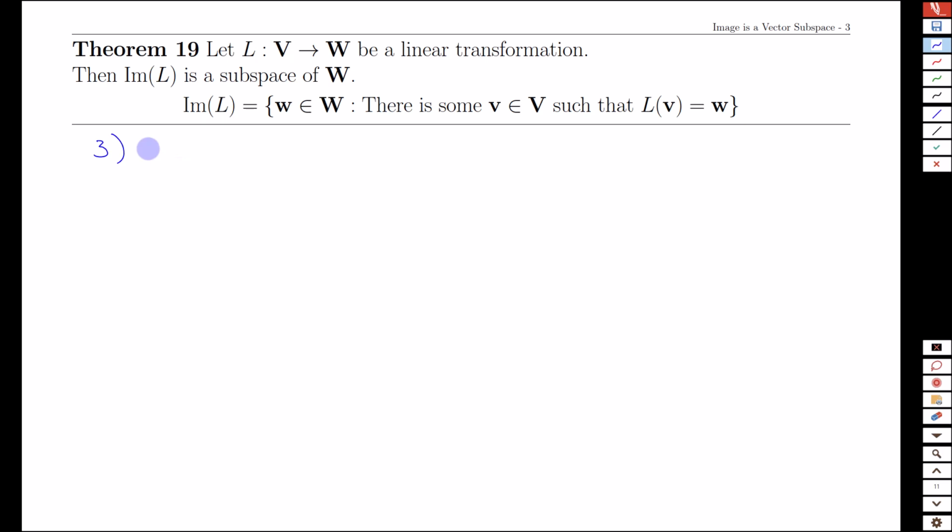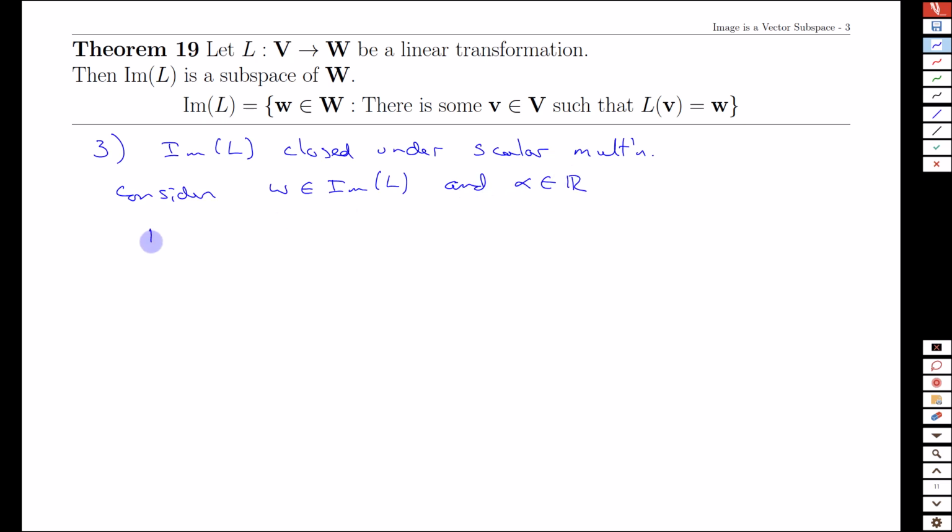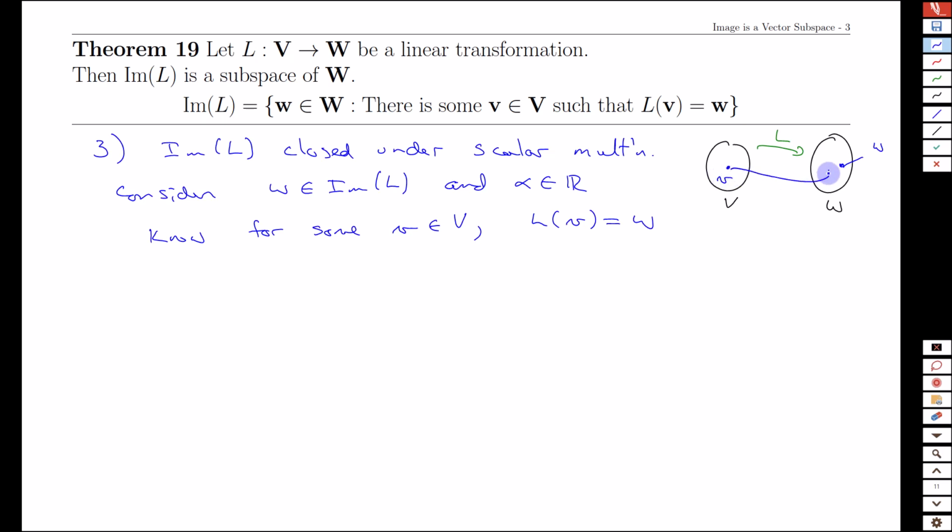Last but not least, we need to show that our image of L is closed under scalar multiplication. Under scalar. So consider W, which is in our image, and some alpha, that's a real number. What do we know? We know immediately, because W is in the image, that for some V, which is in the input space, when we run that through our function, we get W. Again, if we have our two sets, W and V, we run our transform on those. If I say that W is in the image, little w, then that's because there was some little v that mapped to it through our transform.